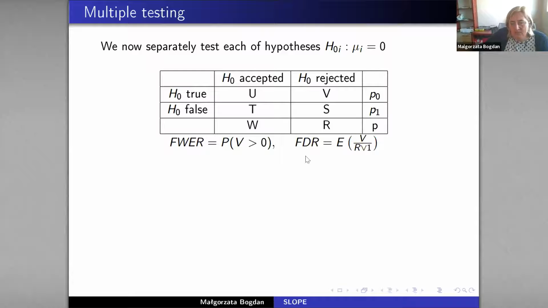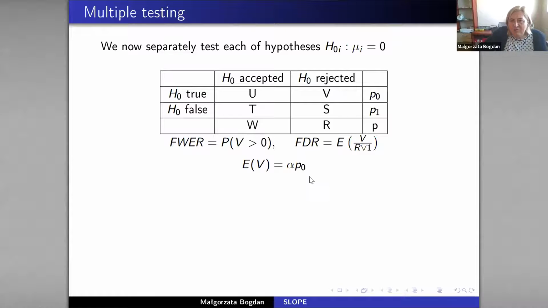So in 1995, people introduced another concept, which is called false discovery rate. When you control false discovery rate, you are saying, okay, I can make some false discoveries, but they need to constitute a small proportion of all discoveries. So I want to control the expected value of a ratio: the number of false discoveries over the number of total discoveries. This is FDR.